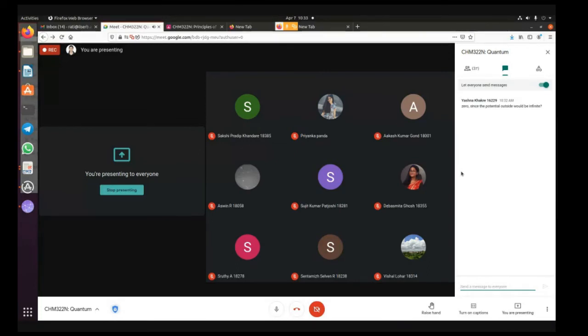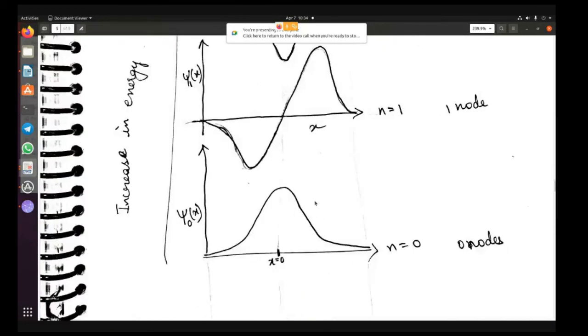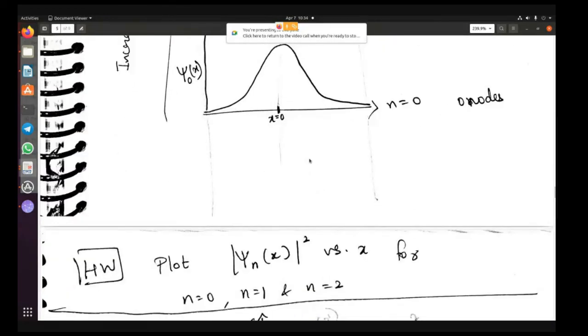For x equal to 2, for example, the potential is what? 2 into m omega square, right? That is also not infinity. So for particular values of x, the potential is not infinity. That is a finite potential for particular values of x. That is why the particle is going to tunnel outside. Okay. So thank you, Yashna and Akash, for trying. So essentially, what we are seeing is that the particle is going to tunnel outside.